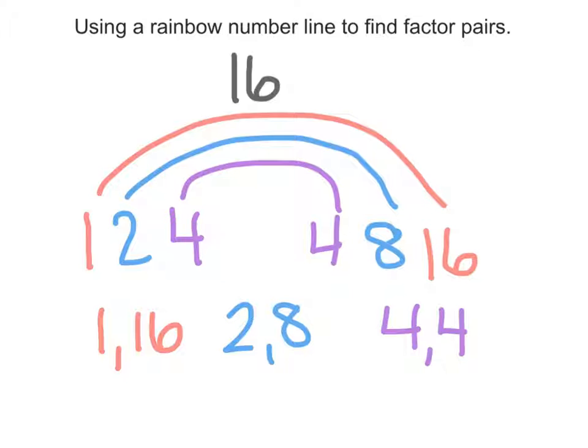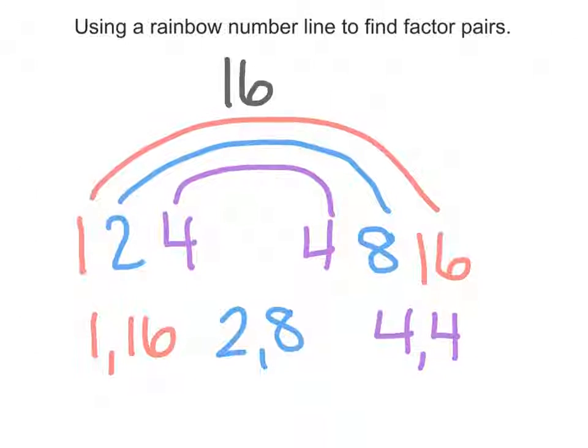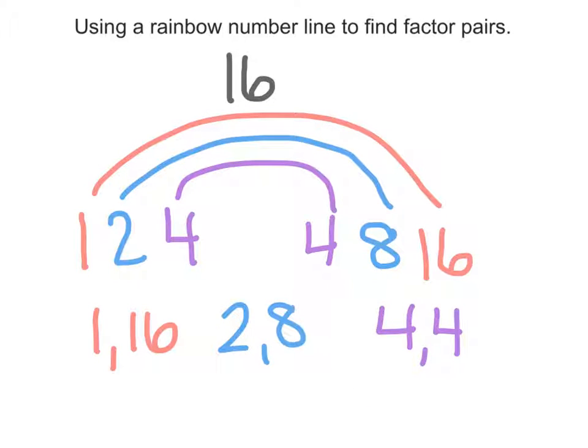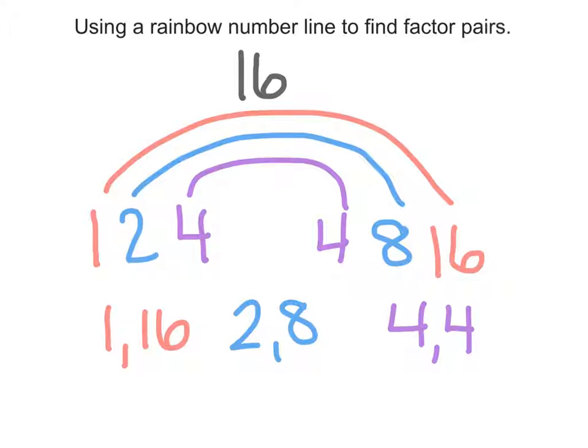So I'm going to start with the number 1, and I'm going to think 1 times what will give me a product of 16. So 1 times 16 will give me 16. It's very important not to forget the number itself times 1 when you are listing factor pairs. Okay? And I'm just going to go down the line.